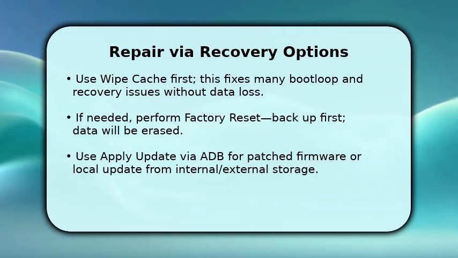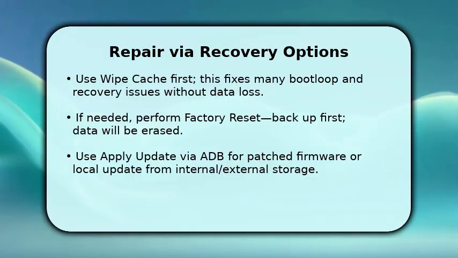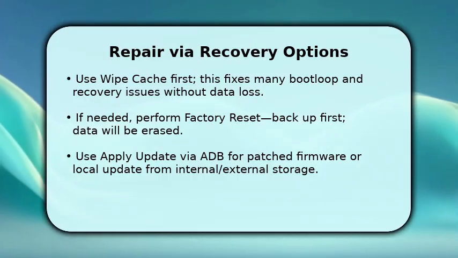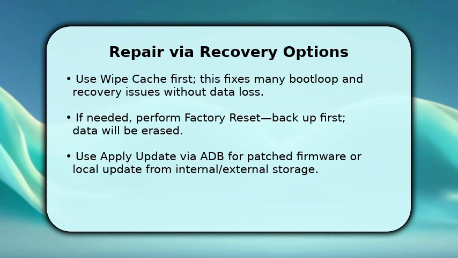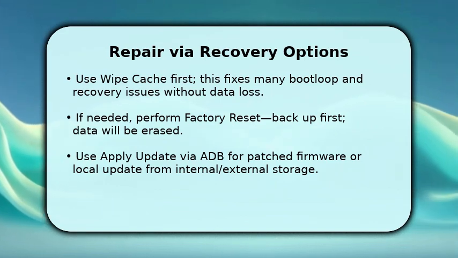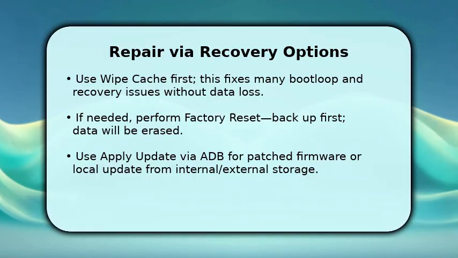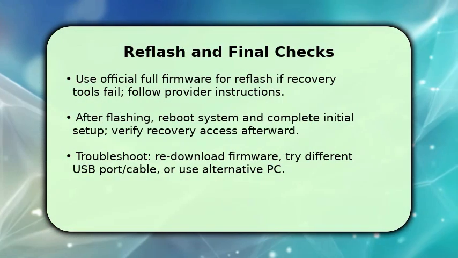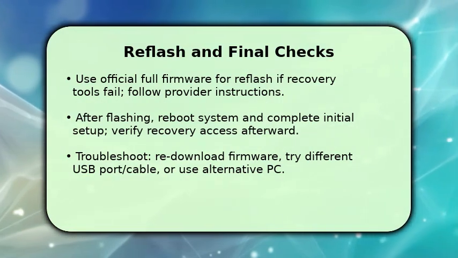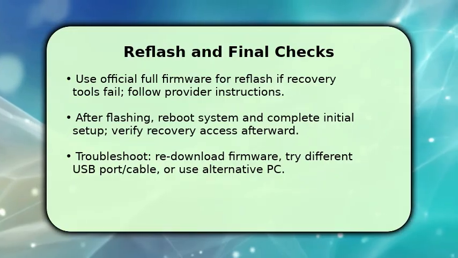For software fixes, choose Apply Update, then use ADB sideload on your PC or select a local update package from storage. This lets you install official firmware or vendor patches to restore recovery functionality. Finish by reflashing official full firmware only if recovery steps did not help. This replaces corrupted recovery partitions.